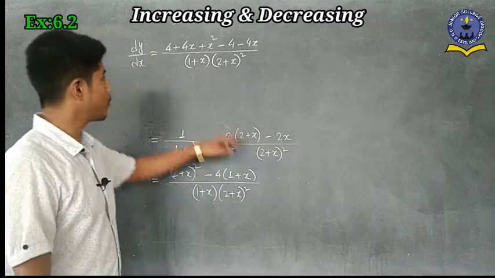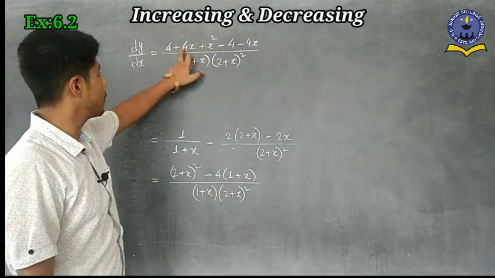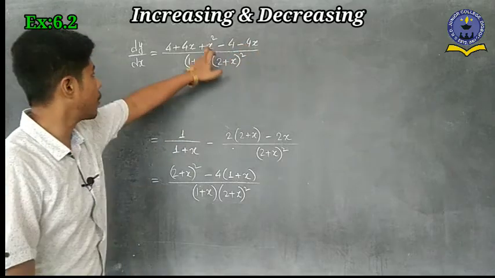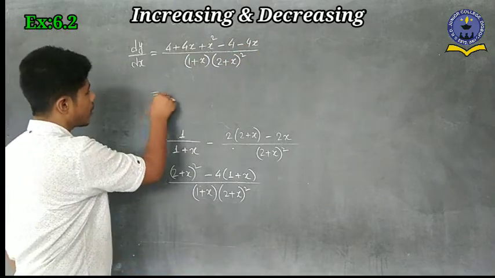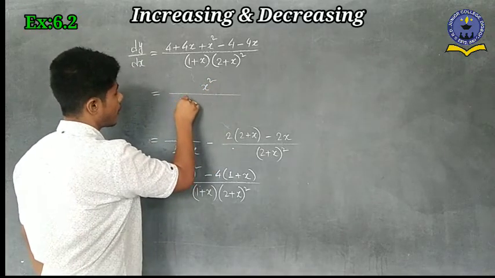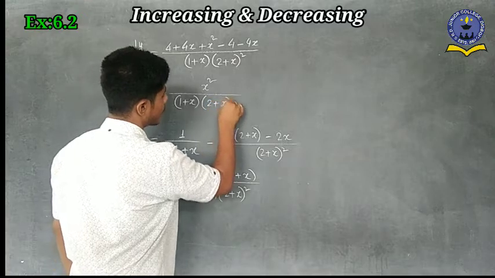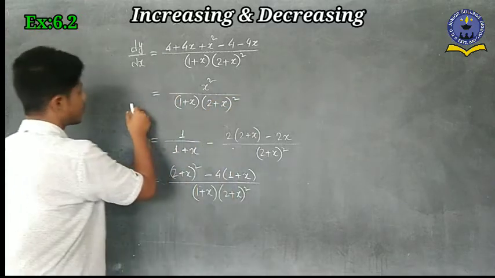Is it clear? So now if we calculate this one, you see here 4 minus 4 cancel, and similarly plus 4x minus 4x cancel, so what will remain here? Simply x square remains here. So that's why we have to write this one is x square divided by 1 plus x into 2 plus x whole square, and this one is dy/dx.